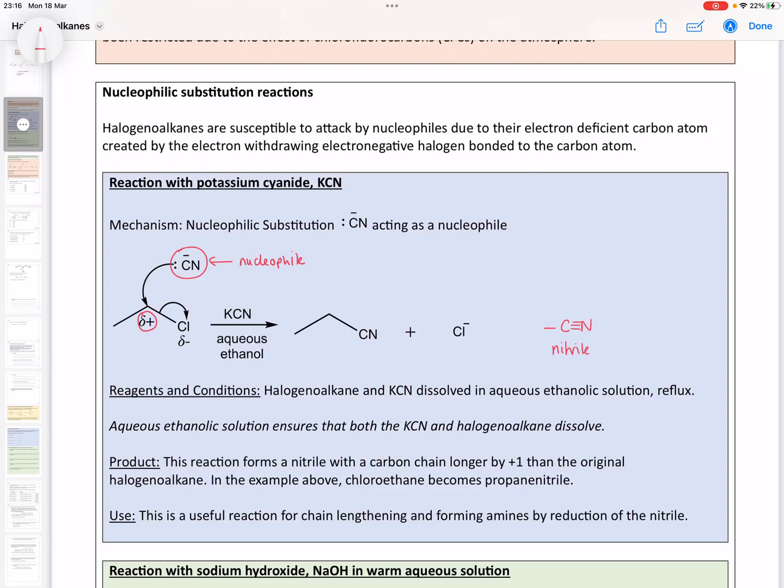The naming convention for nitriles is to give the chain first. So in this case, it's now a chain length of 3, 1, 2, 3. So propane, and then ending in nitrile. Because the chain has lengthened through this process, so we started off with chloroethane and we've ended up with propanenitrile, this is a useful reaction for chain lengthening.